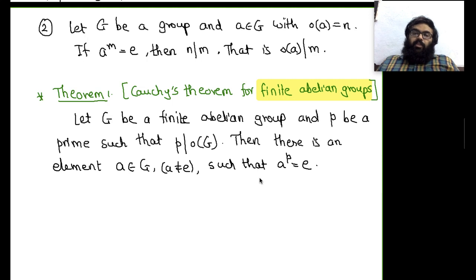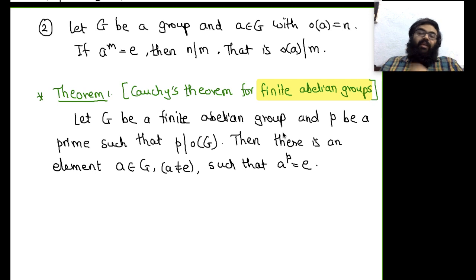Now, what does this mean? So we are considering the case for finite abelian groups. We'll prove it in the second unit later for the general case, any finite group, but right now we are considering the abelian case. So G is a finite abelian group and p is a prime dividing the order of G. This much we are given. Then what this result says is there is an element in G, a non-trivial element, that is, other than identity, such that a to the power p equals the identity.